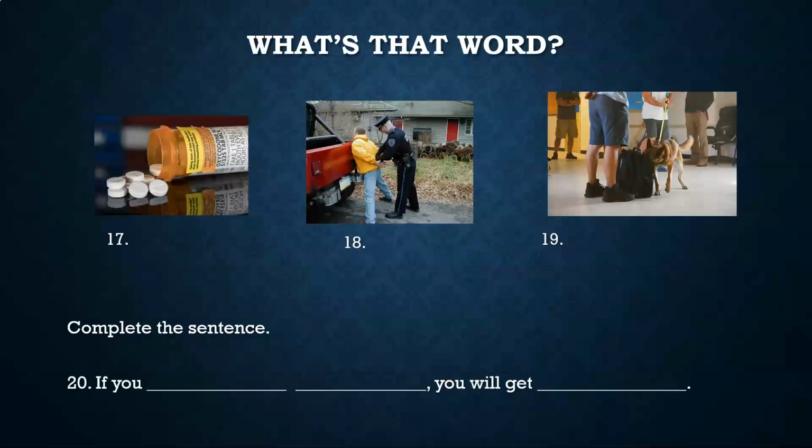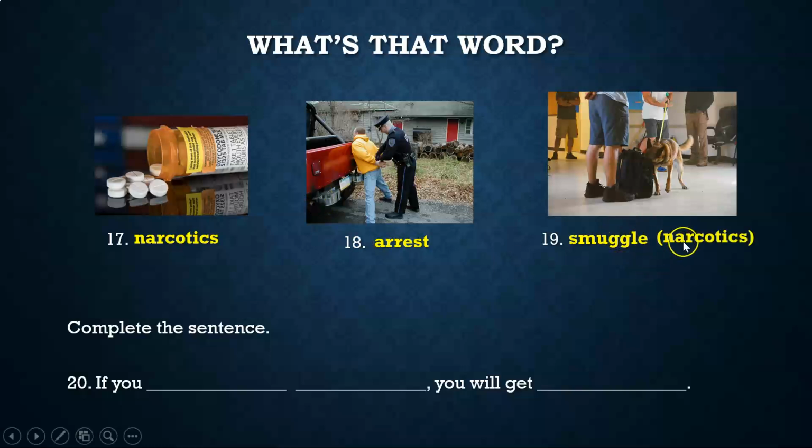This is the last practice. Pause the video to answer these questions. Ready? We should have narcotics, arrest, and smuggle. And for number 19, if you wrote narcotics, because you imagine there's narcotics inside of this bag, that could also be possible. So smuggle and narcotics are both correct answers in 19. And the sentence for number 20, if you smuggle narcotics, you will get arrested.